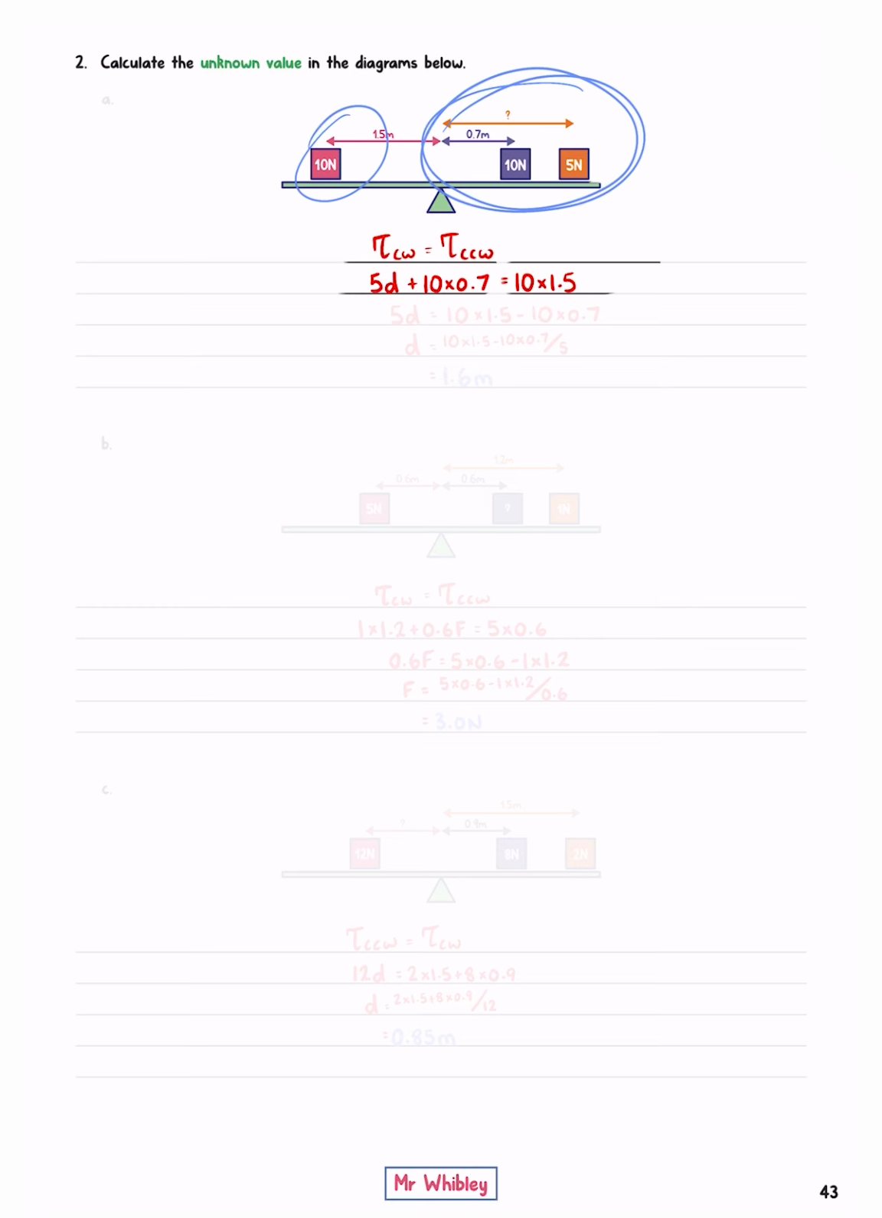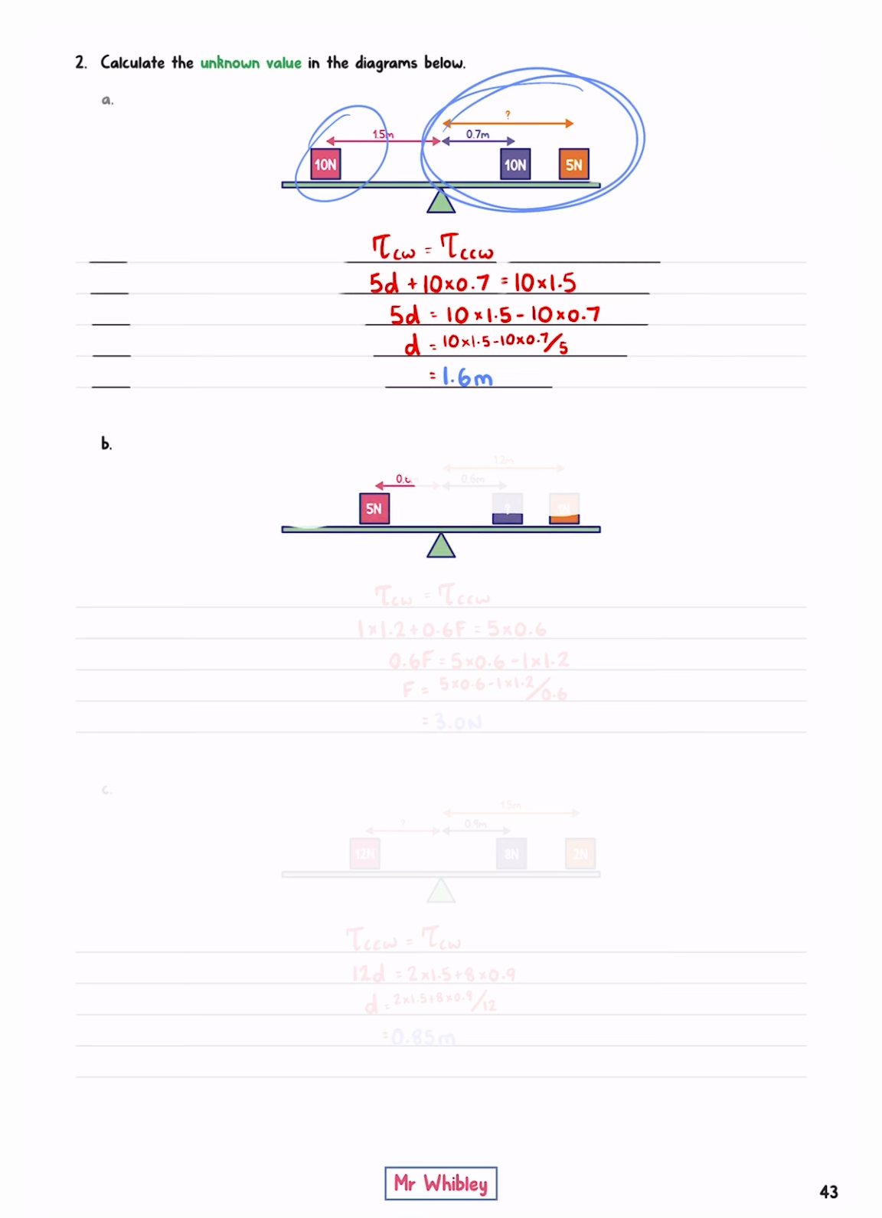Solving this for D by first subtracting 10 times 0.7 from both sides, and then dividing both sides by 5, we get 1.6 meters. For section B, we have a 5 Newton mass 0.6 meters from the pivot, a 1 Newton mass on the other side 1.2 meters from the pivot, and a third unknown mass, which is 0.6 meters from the pivot. The system is in equilibrium, so our clockwise and counterclockwise torques equal.